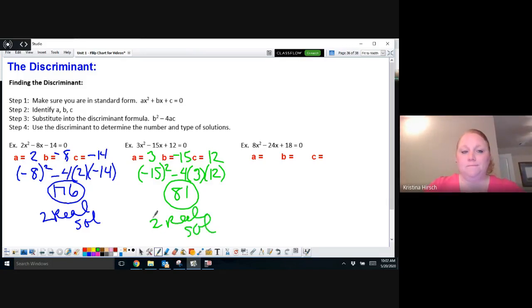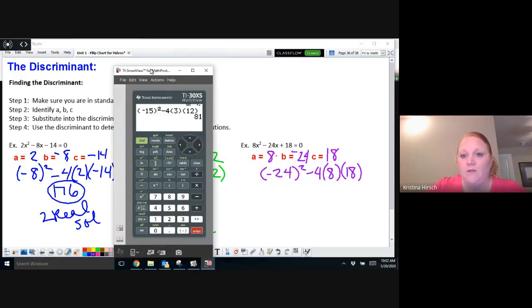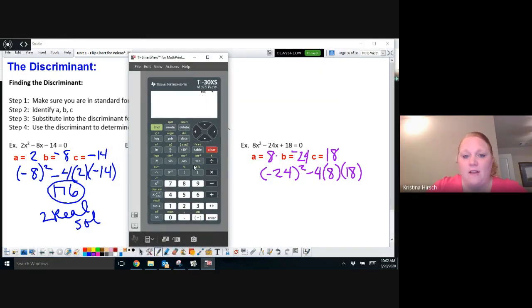All right. Now this last one, A is 8, B is negative 24, and C is positive 18. So B squared would be negative 24 squared minus 4. A is 8, C is 18. All right, so we're going to substitute or put that into our calculator rather to calculate it.